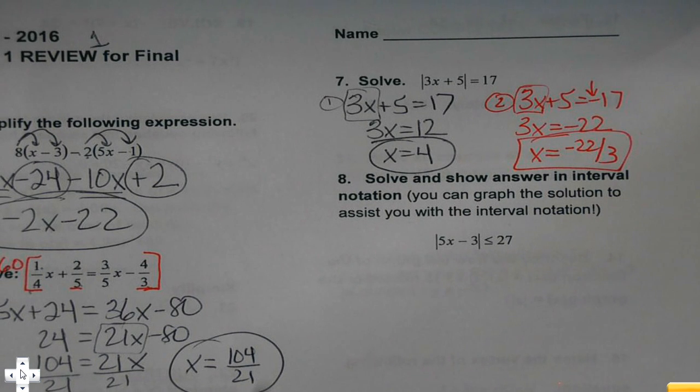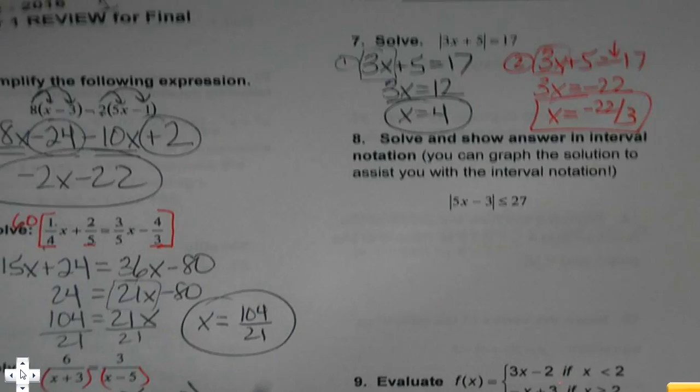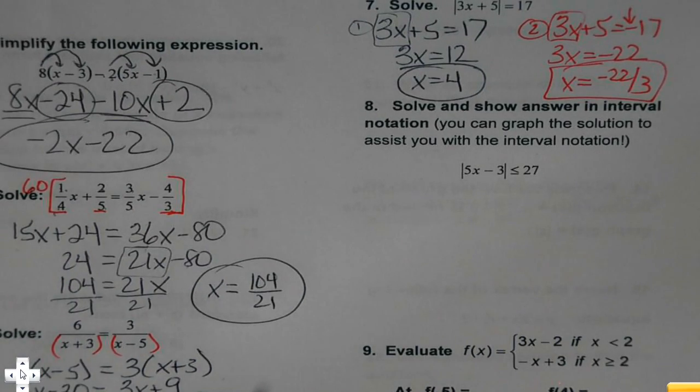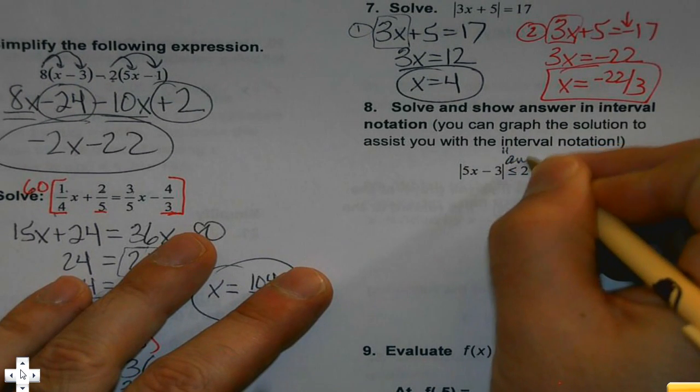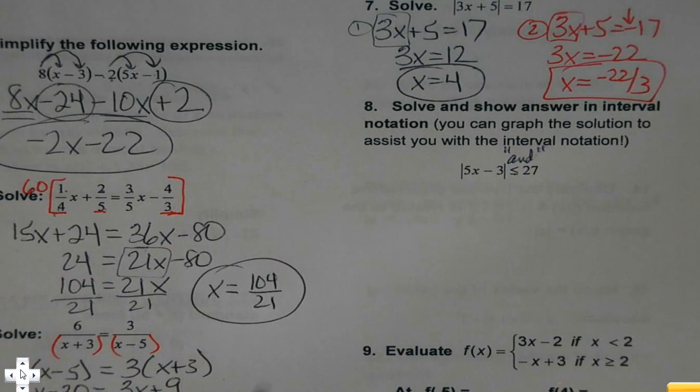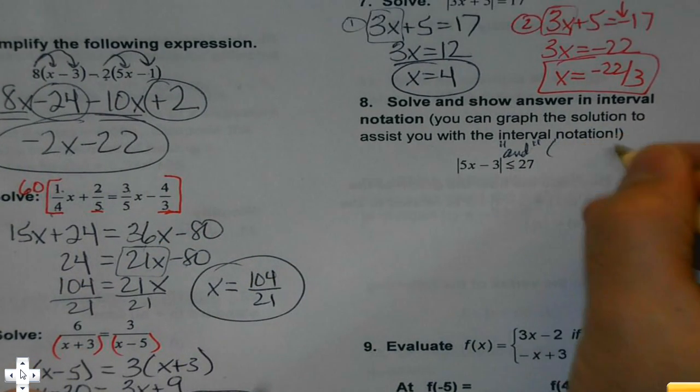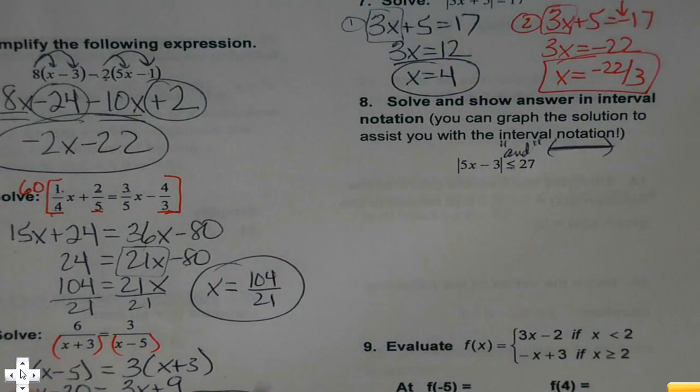Now, number 8, we even gave you a good hint here. Solve and show, answer, and interval notation. You can graph the solution to assist you. Never a bad thing to get a picture of something to help with what you're doing. So when I'm graphing this, it's nice if I remember that because it's less than, it's an and that ands typically look like this.